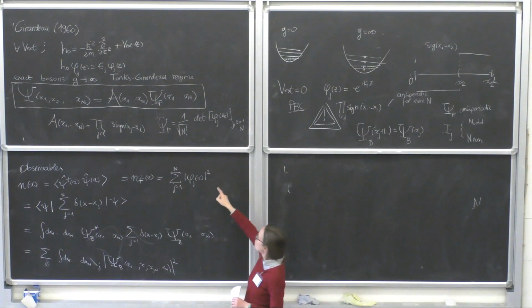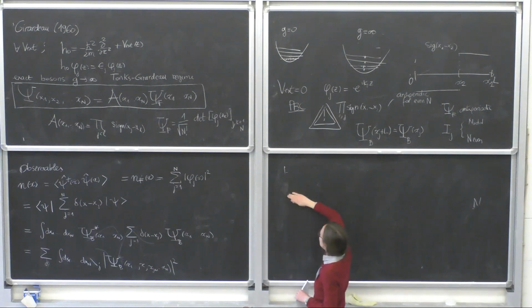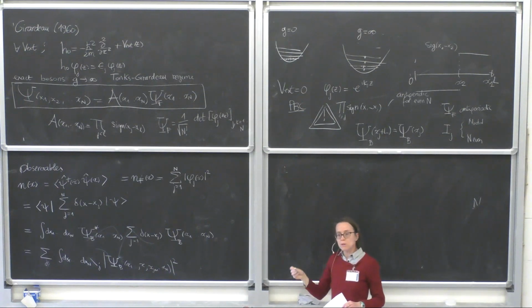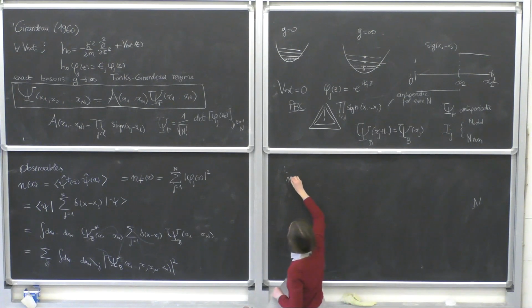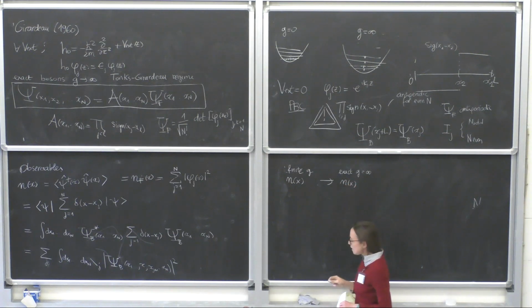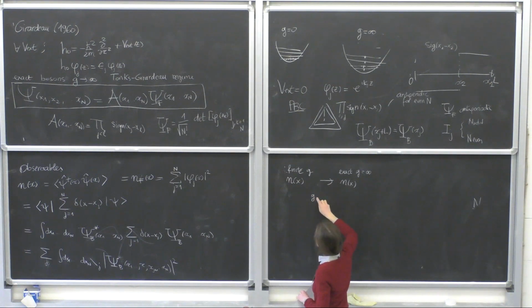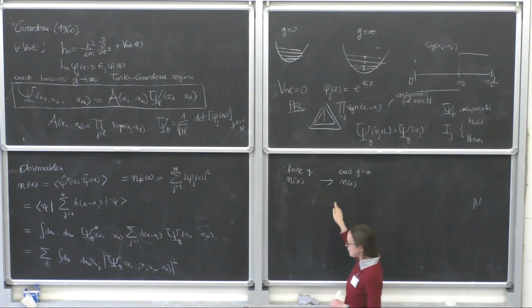So how do I know how good I am? Am I really at infinite interaction? If I want to know that, I can, for example, do a numerical calculation and calculate the n of x at finite g and compare it with our exact solution n of x. And then what you will see is that for g sufficiently large, they resemble each other a lot.